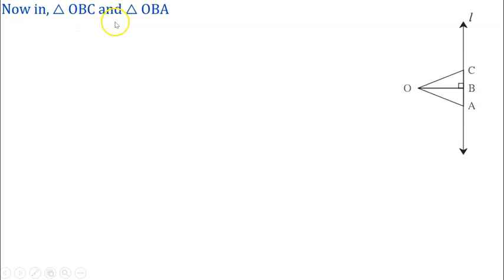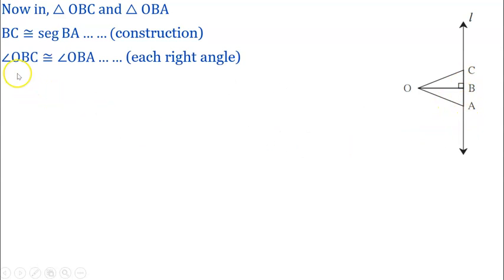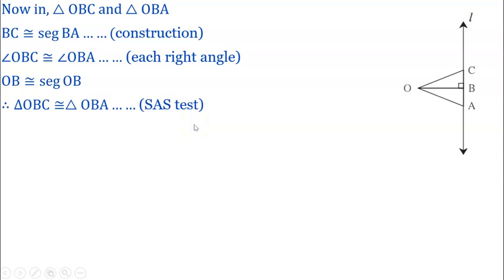Now in triangles OBC and OBA, what's happening? Segment BC is congruent to segment BA, by construction. Angle OBC is congruent to angle OBA, each a right angle. Next, segment OB is congruent to segment OB, it is common. Therefore, triangle OBC is congruent to triangle OBA by the SAS test.